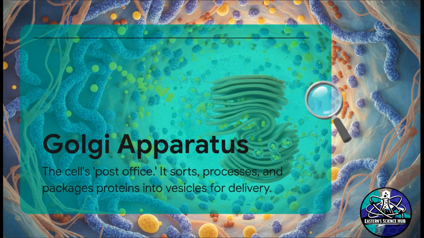And that brings us to the final stop in the factory, the Golgi apparatus. This is basically the cell's post office. It gets the proteins from the ER, does a little final processing, sorts them, and then packages them into these little bubbles called vesicles. You can think of vesicles as the cell's delivery trucks, ready to go.